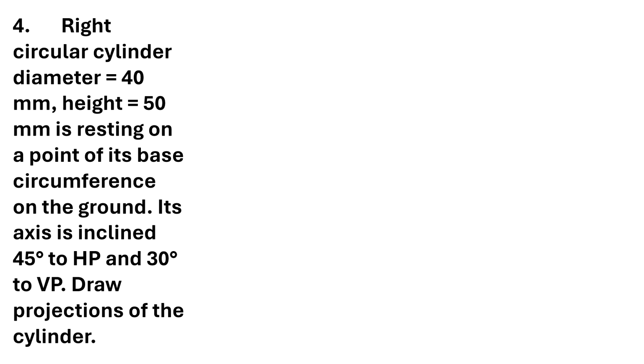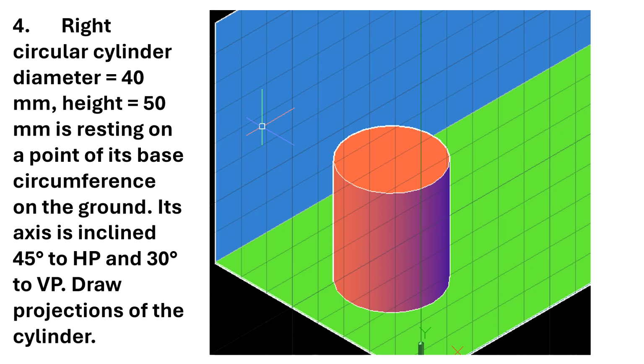So here we need to first position the solid with respect to the horizontal and vertical planes. If you imagine, this is the vertical plane and this is the horizontal plane. The cylinder is resting like this, and as per the problem, any one point of its base circumference is resting on the ground. I am assuming that there is another point resting at the right side.